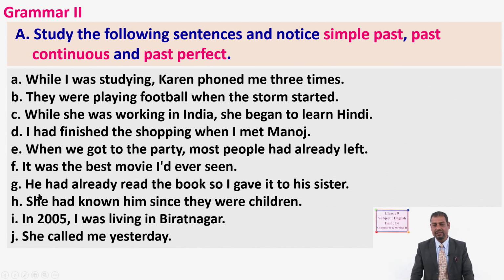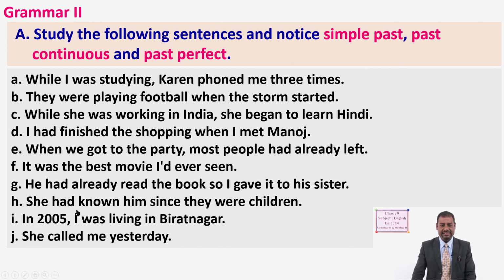And again we have another sentence. "He had already read the book, so I gave it to his sister." Now you can see had plus past participle, read, and we have here past tense. Past tense of give is gave. And what is the past participle form of give? Give, gave. Can you tell me the past participle form of give? Good job. Past participle form of give is given. Okay, so it is simple past tense.